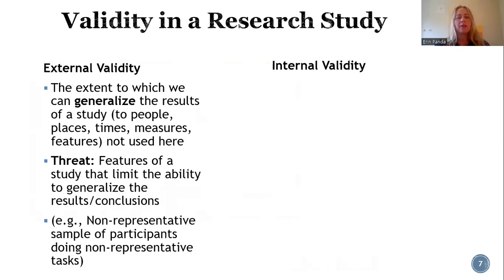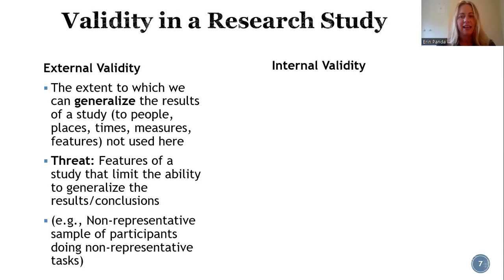External validity is about the extent to which we can generalize the results of people that were tested in one study doing this one thing in this one context, and whether we can trust that the conclusions from that study are also going to apply outwards and generalize to other people tested in other contexts doing other things. So any threat to external validity would be features of the study that limit our ability to generalize the results of the conclusion. So having, for example, a non-representative sample doing non-representative tasks.